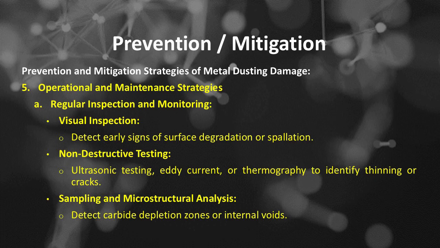The first method is visual inspection, to detect early signs of surface degradation or spallation. The second method is non-destructive testing such as ultrasonic testing, eddy-current, or thermography to identify thinning or cracks. The third is sampling and microstructural analysis, to detect carbide depletion zones or internal voids.